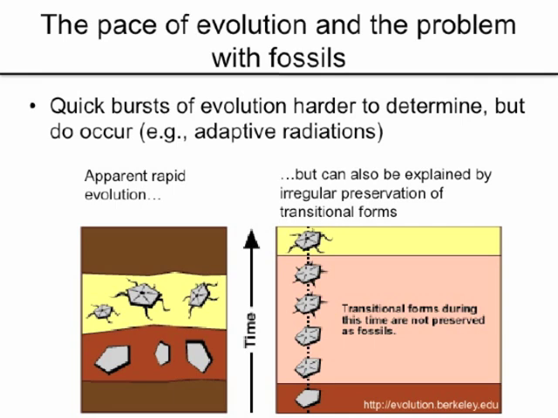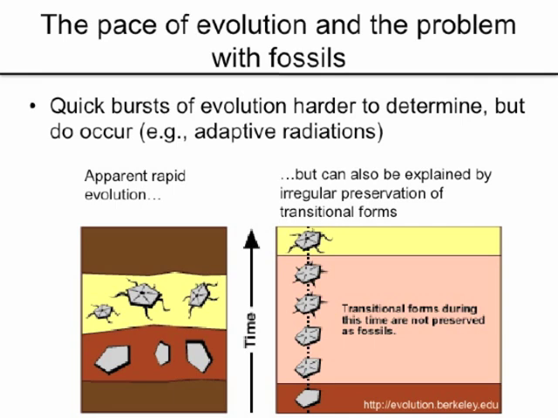Problem is, this graphic on the left would support punctuated equilibrium. You have two very distinct forms right next to each other, and it looks like an apparent rapid evolution. The problem is that the fossil record is not perfect, and it's possible, and even likely, that there's a large period of time where data is missing in the fossil record.